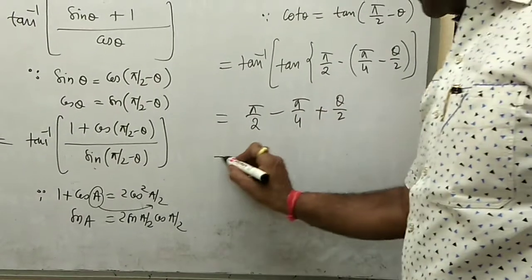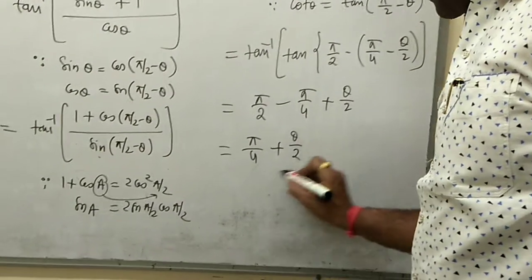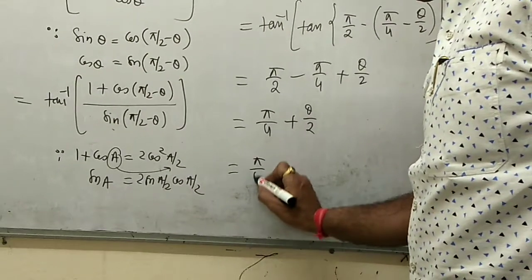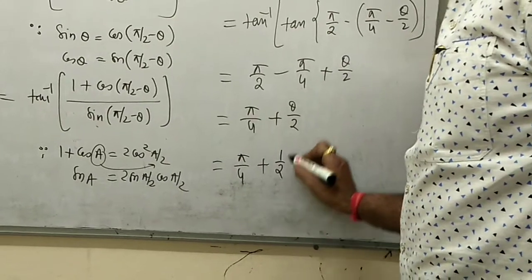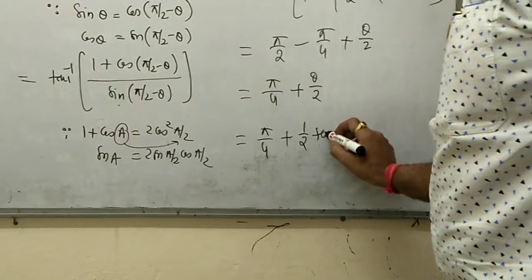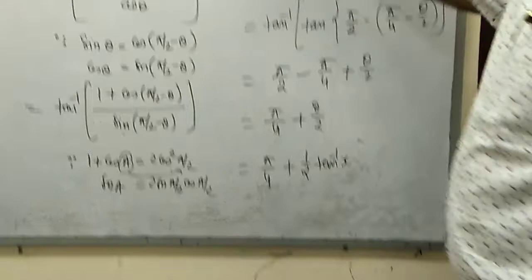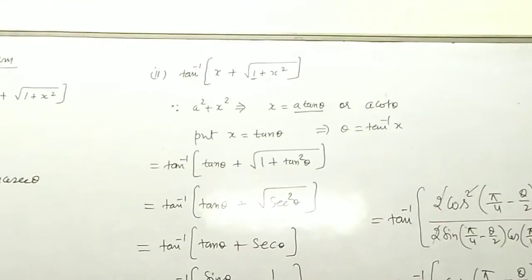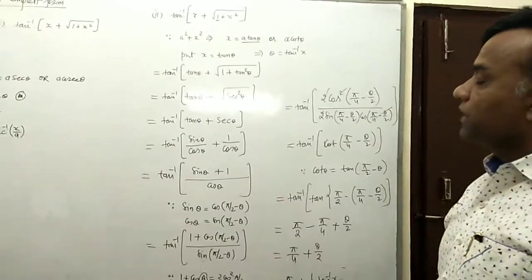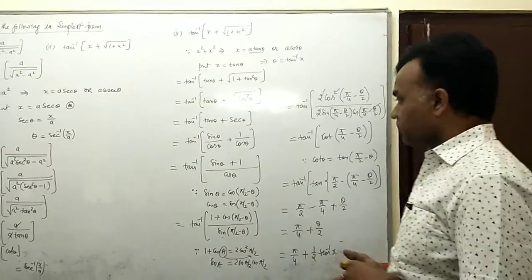Pi by 2 minus pi by 4 simplifies to pi by 4, and now plus theta by 2. So you put pi by 4 as it is plus 1 by 2, and now what is the value of theta here? From theta equal to tan inverse x, we write down here 1 by 2 tan inverse x. So this is the simplified form, because tan inverse x plus under root 1 plus x square is lengthy, and now after putting the trigonometrical ratio, it is going into the simplest form.